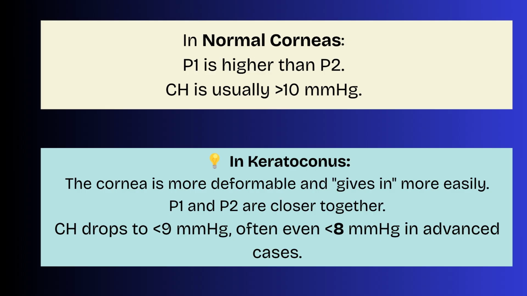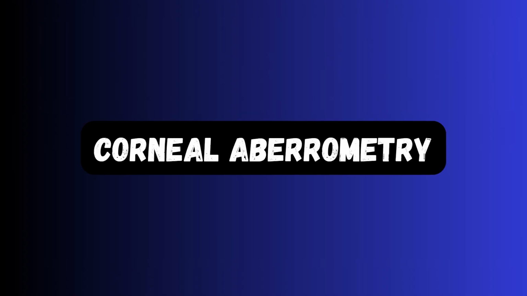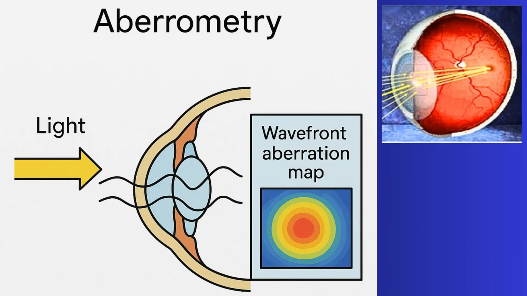Whereas in keratoconus, the cornea is more deformable and it gives in more easily. Therefore, P1 and P2 are closer together. The corneal hysteresis drops to less than 9 millimeters of mercury and even less than 8 millimeters of mercury in advanced cases of keratoconus. Another advanced diagnostic tool is aberrometry.